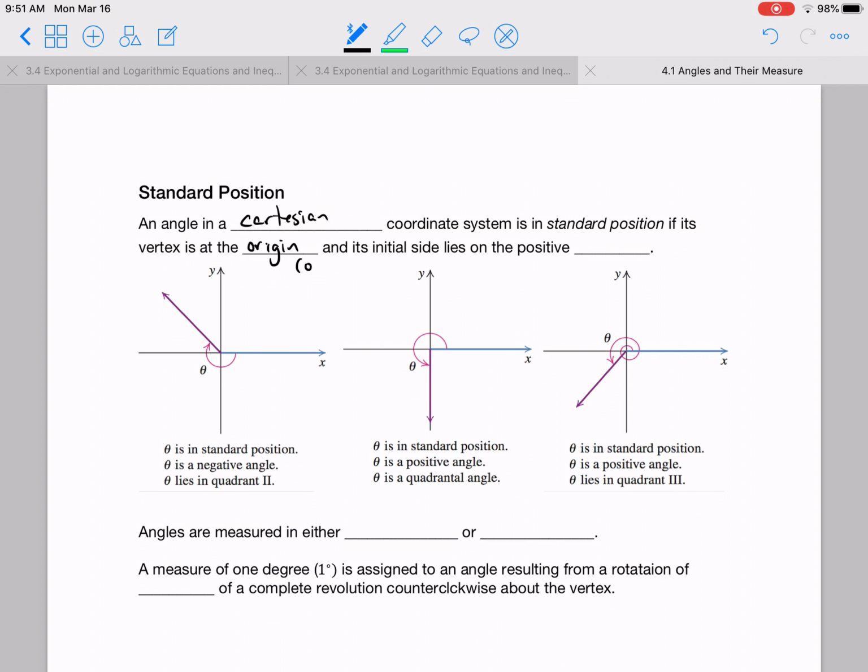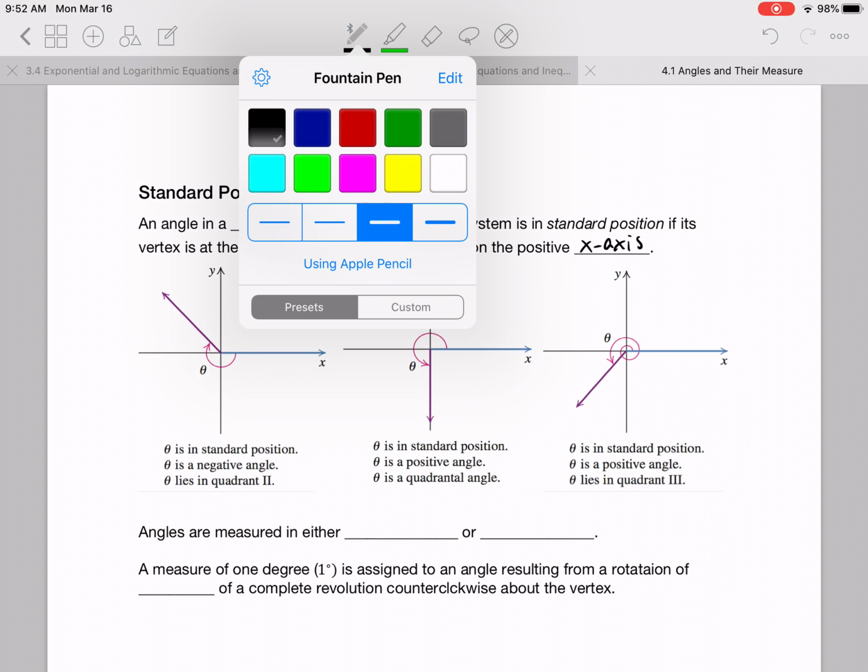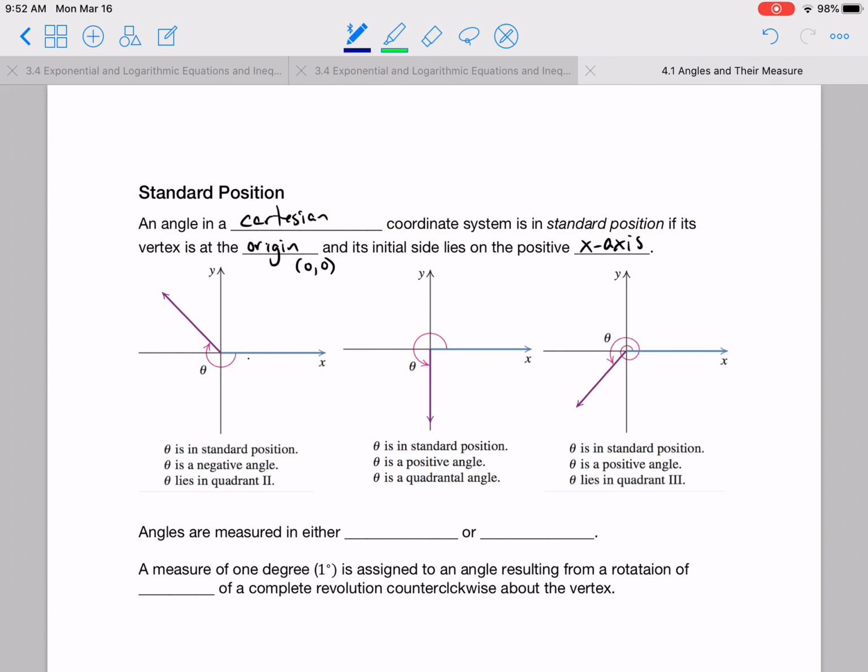Think the point 0, 0. Okay? That wasn't a very good 0. And its initial side lies on the positive x-axis. So we're measuring it from that positive x-axis. It's pointed along that. So if we look here, this is the initial side here. You can see it there in blue. This is the initial side, okay?